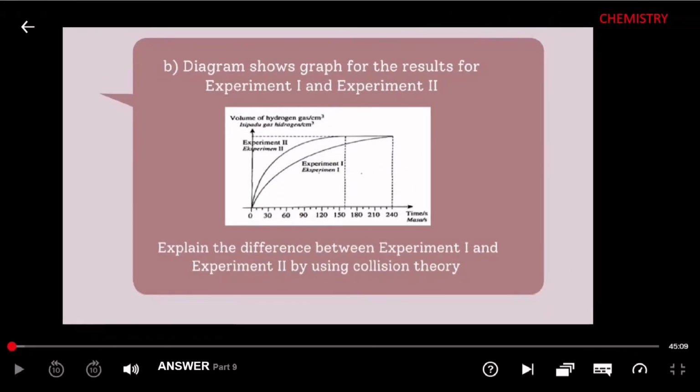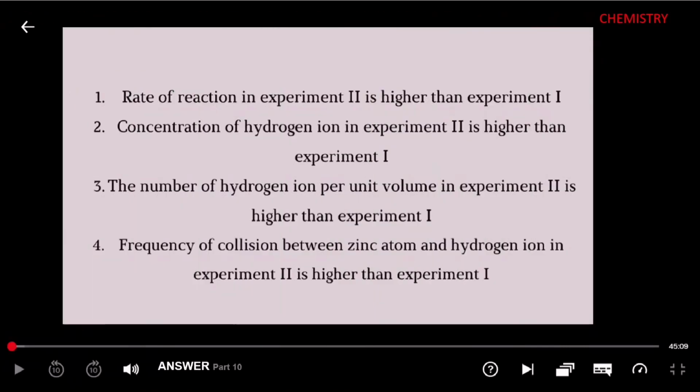Next, B. Diagram 9 shows the graph of the result for experiment 1 and experiment 2. So, refer to the graph before this. The gradient of the curve for experiment 2 is steeper than experiment 1. So, rate of reaction in experiment 2 is higher than experiment 1. Concentration of hydrogen ion in experiment 2 is higher than experiment 1.